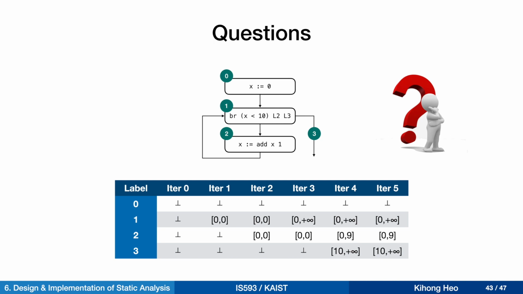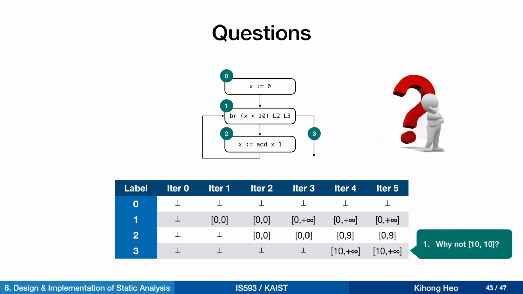So far so good, but you may wonder the following. First question: why do we have a very imprecise result at label 3? The ideal result would be 10 to 10, you may think. And why not 10 to 10 from our analysis?